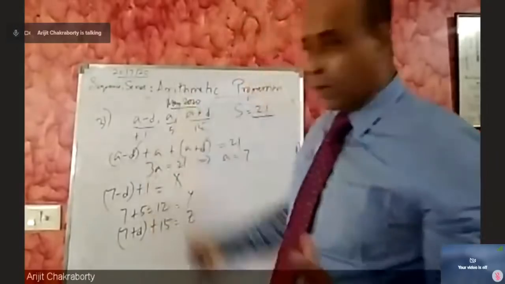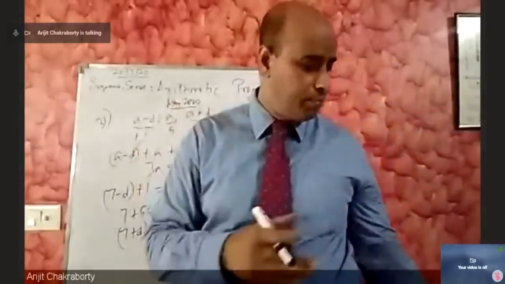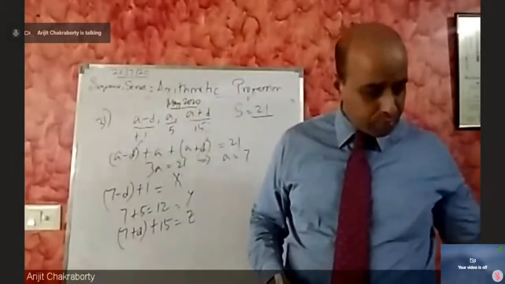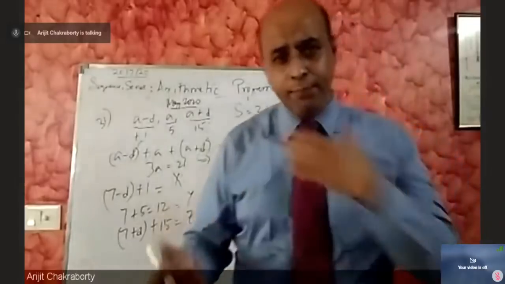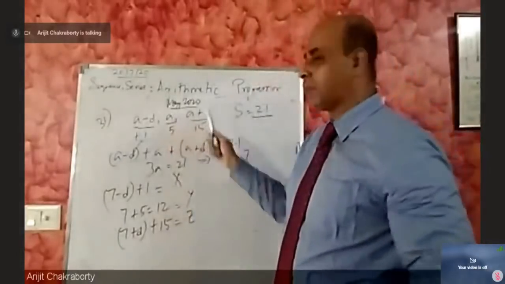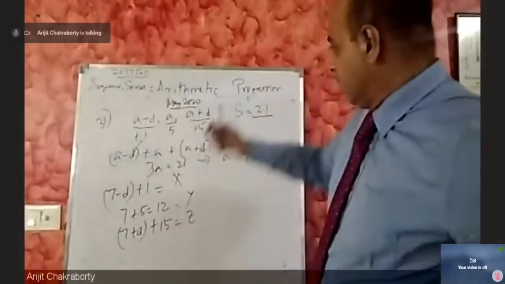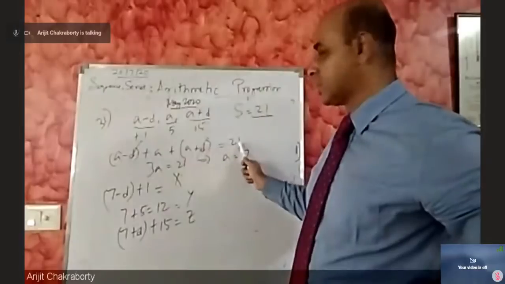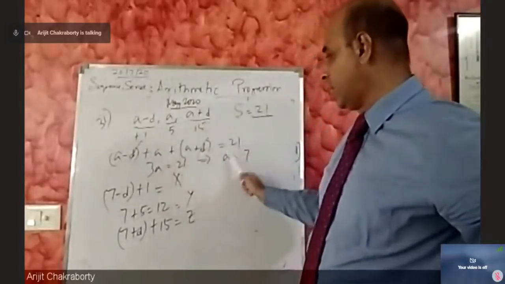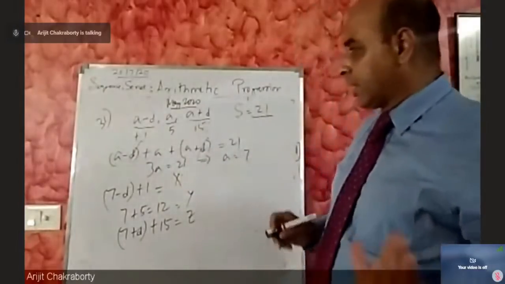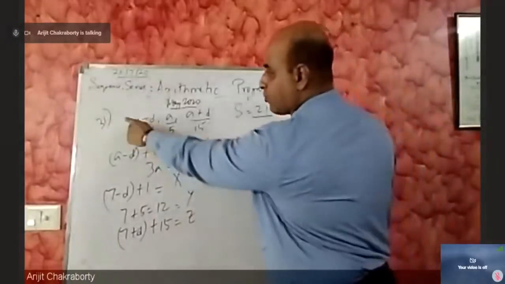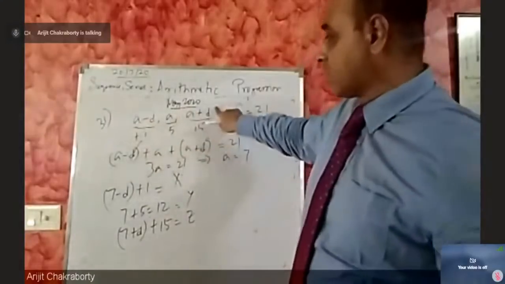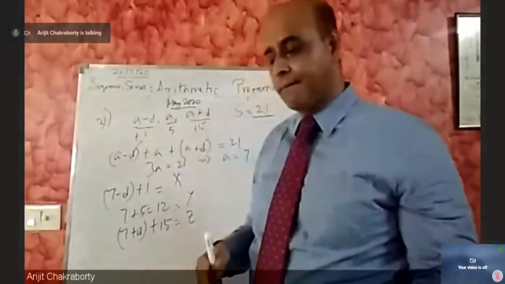Please note, this problem is a combination of both AP and GP. Please see the problem once again. Three numbers are in AP, so we have taken A minus D, A and A plus D. The sum is 21, so A minus D plus A plus D is 21. So 3A is 21, A is 7. Clear. Now if 1 is added to the first number, 5 is added to the second number, and 15 is added to the third number, they will form a GP.